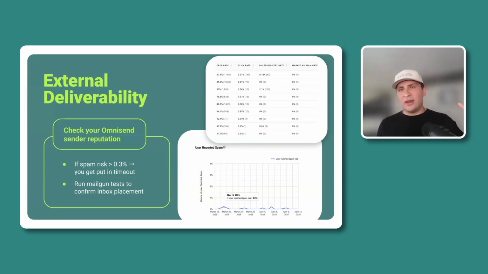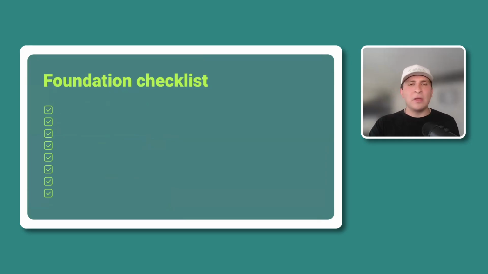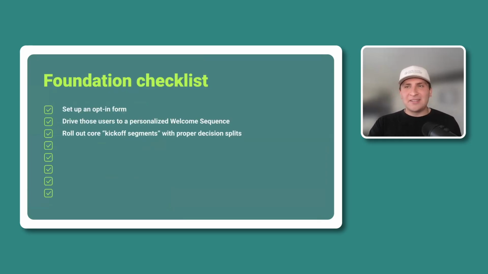So on Google, are you landing as marketing, versus on iCloud, are you landing in primary inboxes? And on Hotmail, are you landing in spam, and why? That's what we would do from an external deliverability standpoint. Quick foundations checklist, because I know that was a lot.